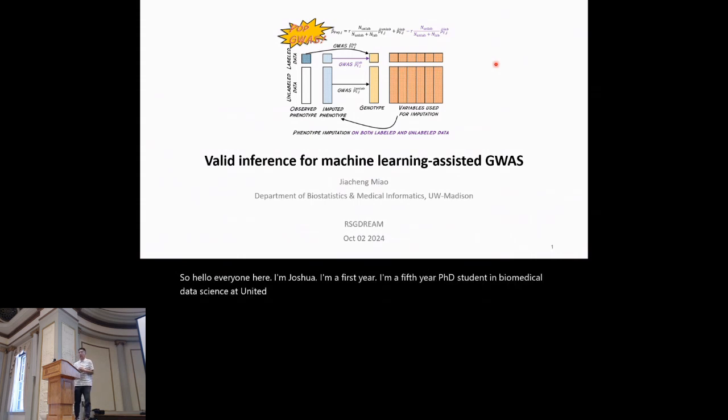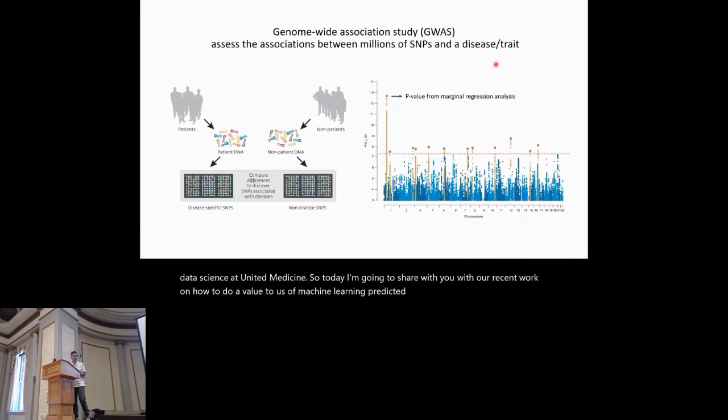Today I'm going to share our recent work on how to do valid GWAS on machine learning predicted outcomes. First is some background.